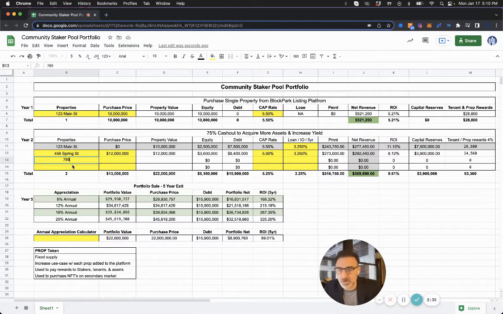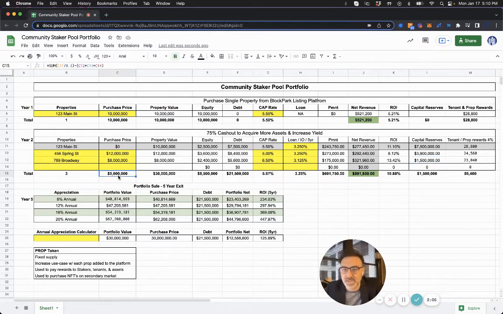So let's buy another property on the BlockPark listing platform. Let's do it 789. Let's go Broadway. And this one, let's say it's $8 million. However, let's say it's a Vegas property. This one's got a 6.5% cap. And let's do a little lower loan interest rate. And here, now we're at $891,000, and we still have $1.5 million worth of capital to deploy.